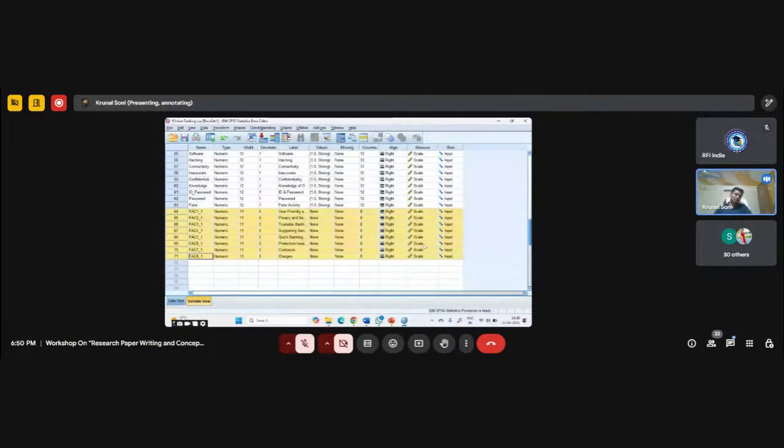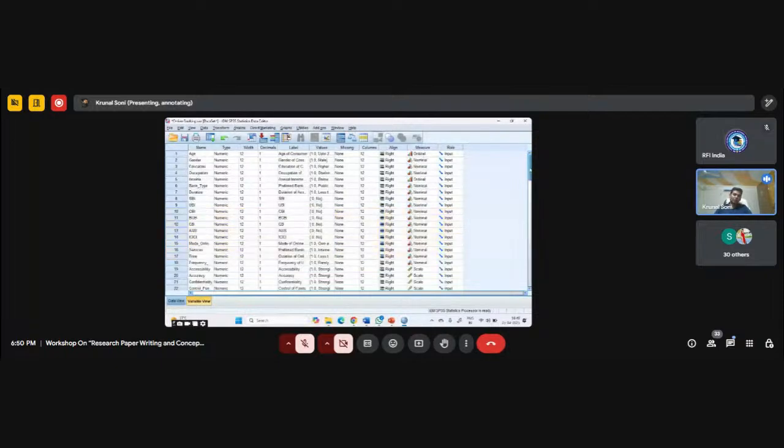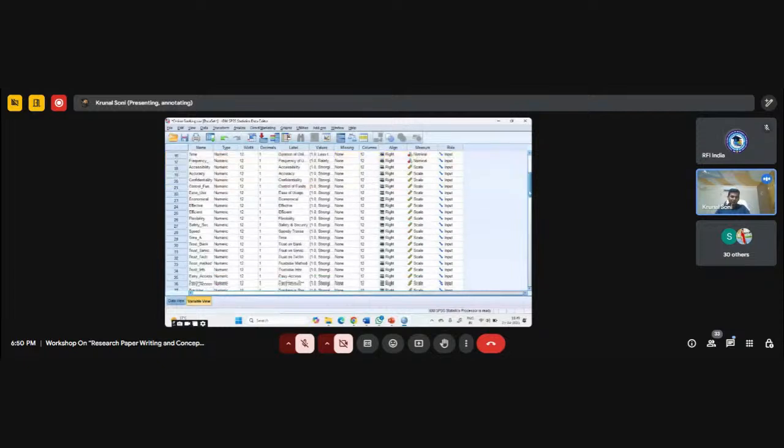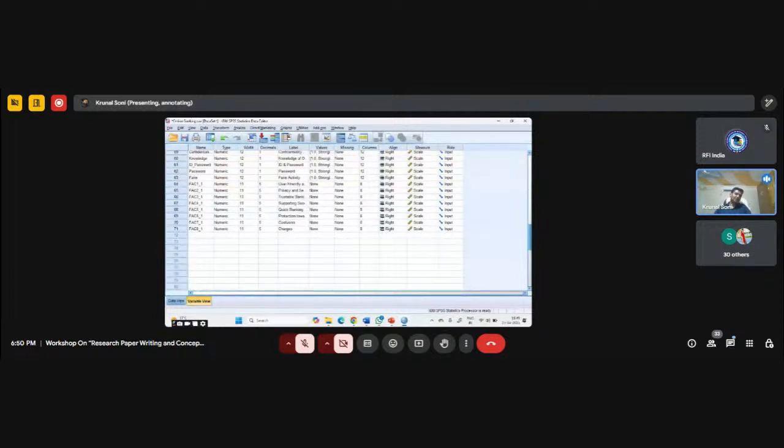Right. Yes, sir. So this is scale data, and there is one option called socio-demographic data, which is either nominal or ordinal. Now you tell me, out of this socio-demographic data and the factors for online banking, which one is dependent and which one is independent?